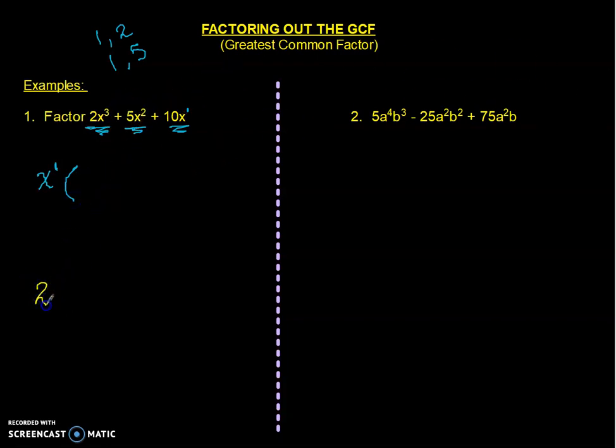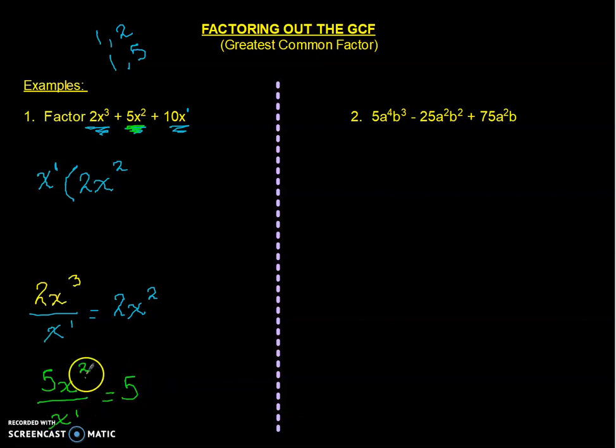So for instance, 2x to the third. If I factor x to the first out of it, that just means when I divide the like bases, I'm going to subtract the exponents. So 3 minus 1 would give me 2. So x to the second power. If I take 5x squared and I factor out x, meaning I divide x out of that, again, when I divide, I subtract the exponents. 2 minus 1, always numerator minus denominator, by the way. That'll give me x to the first power.